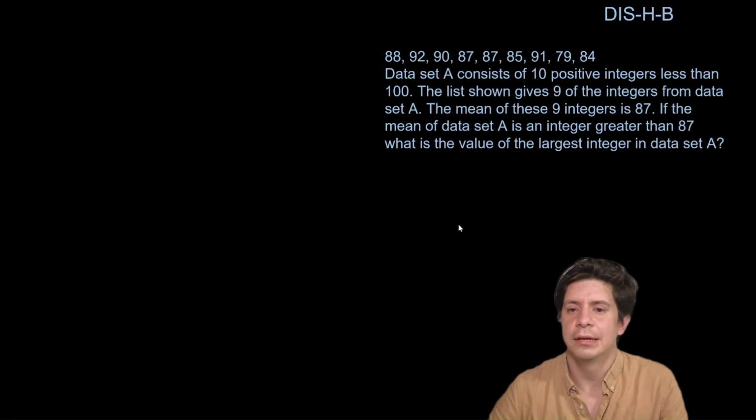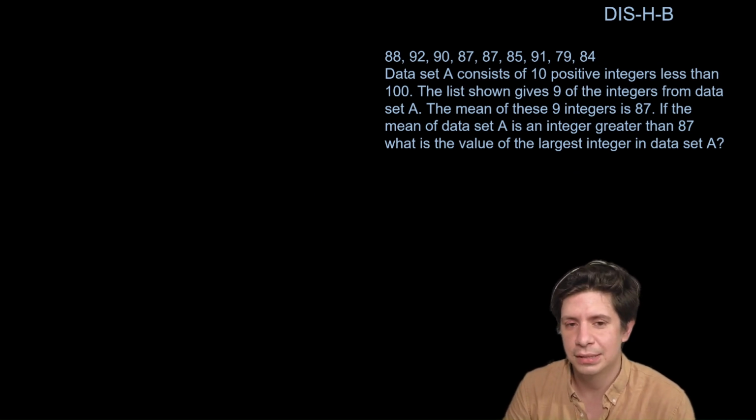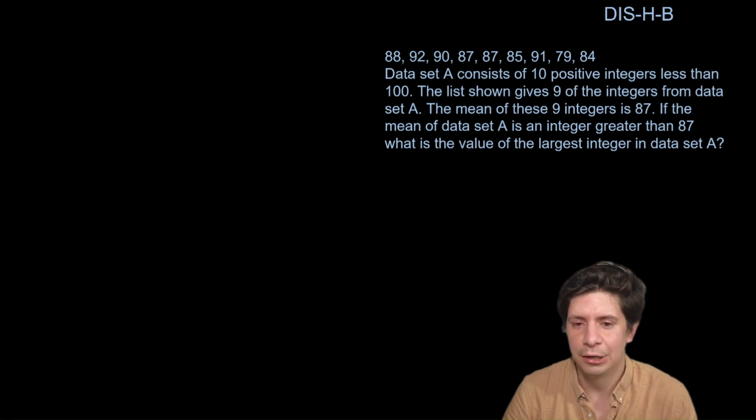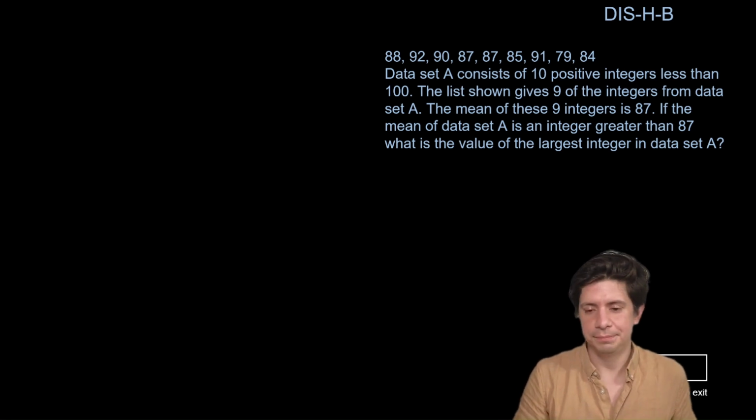So now we have the next one. Dataset A consists of 10 positive integers less than 100. The list shown gives 9 of these integers from dataset A. The mean of these 9 integers is 87. If the mean of dataset A is an integer greater than 87, what is the value of the largest integer in dataset A? This, for my money, is probably the hardest question in this category.